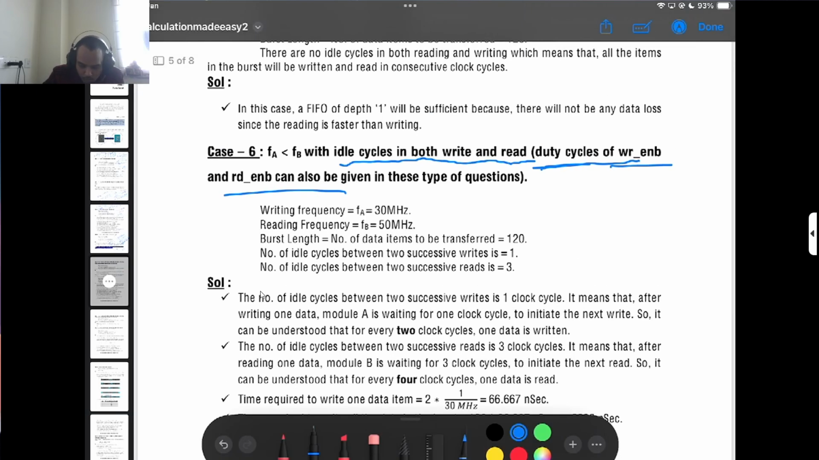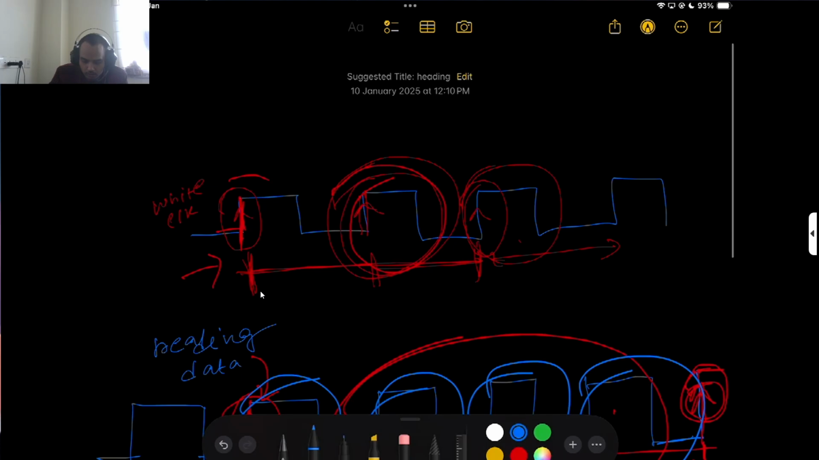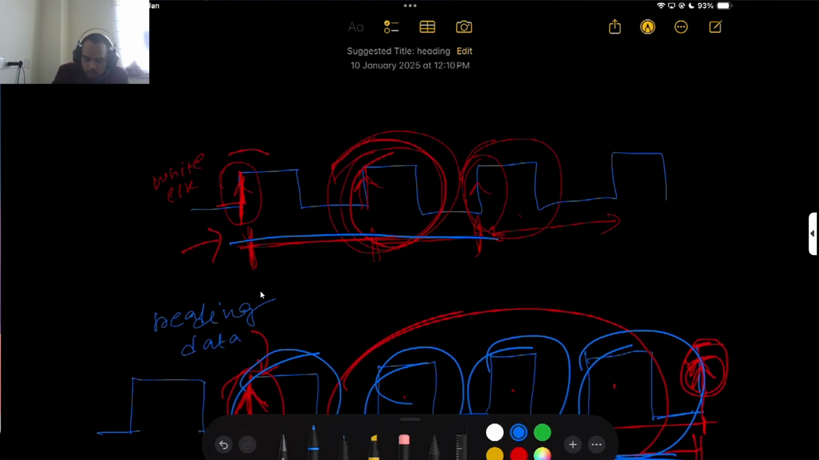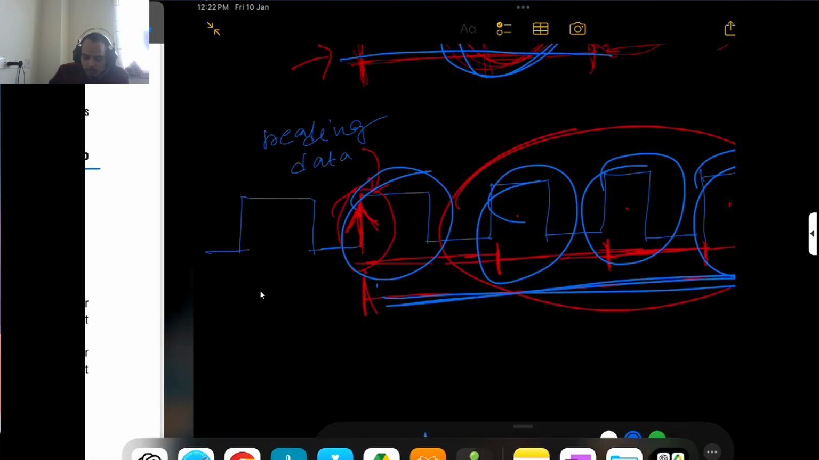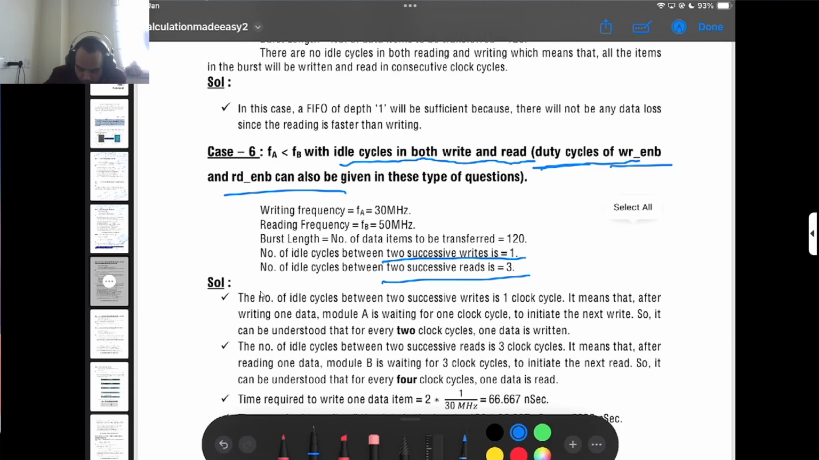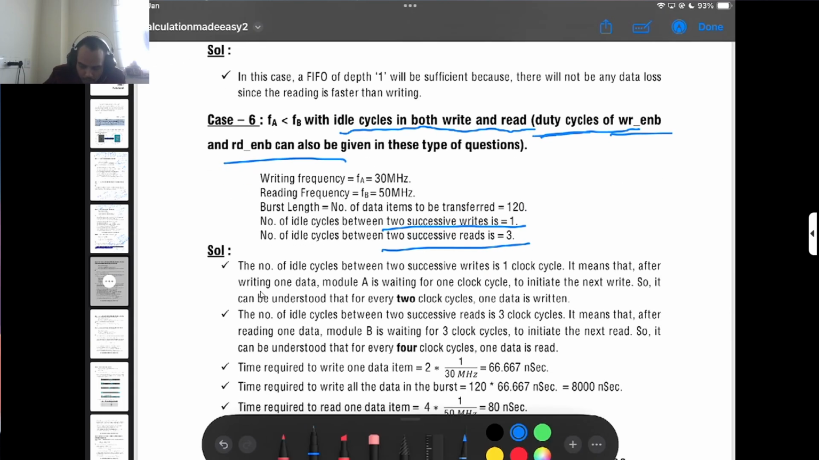I think previously we did one type of question where two successive writes is one and two successive reads is three. Here, two successive writes are two, meaning between two successive writes one clock cycle is extra, and two successive reads are four. So the concept is that the clock cycles between two successive writes give the total time for one data.